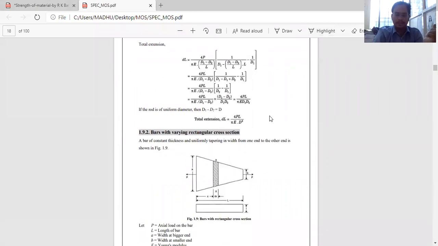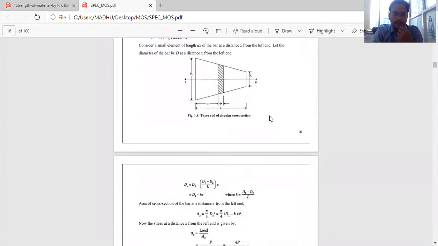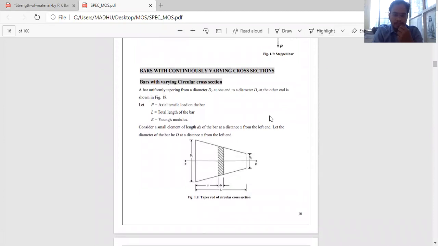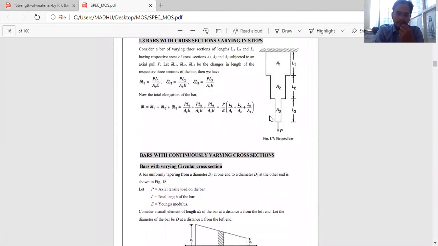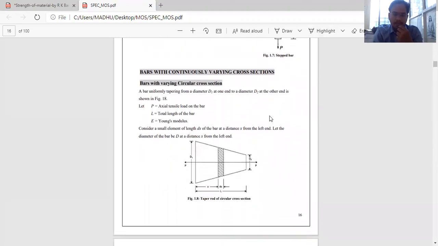Now in this video lecture we will see bars with varying cross sections, that is rectangular cross sections, and varying circular cross sections. Let us see some analysis part of this one. We have already seen the stepped bars analysis. Now the bars with continuously varying cross sections, like tapered shapes. For this type of bars, how will the stresses and strains be?